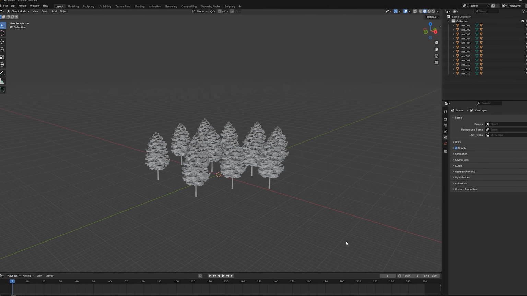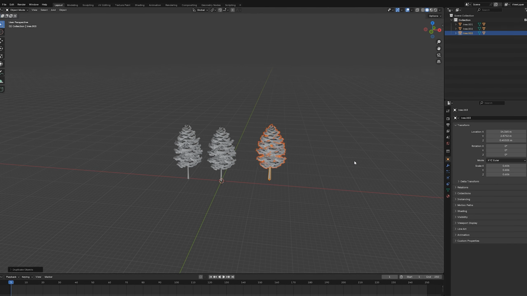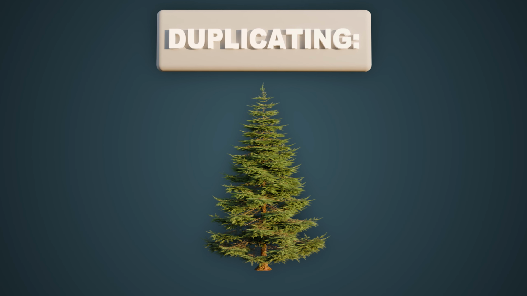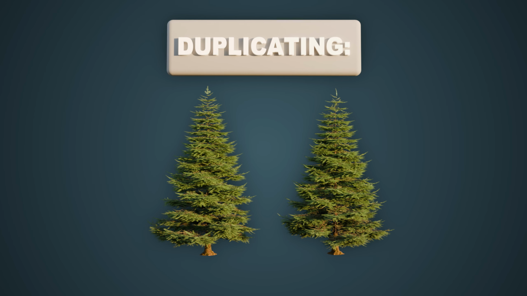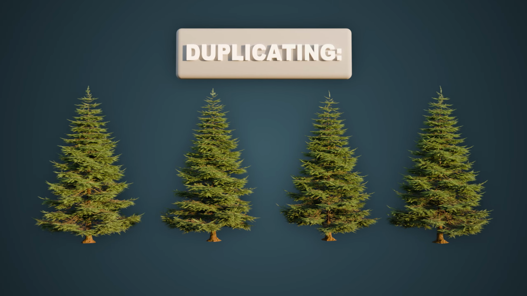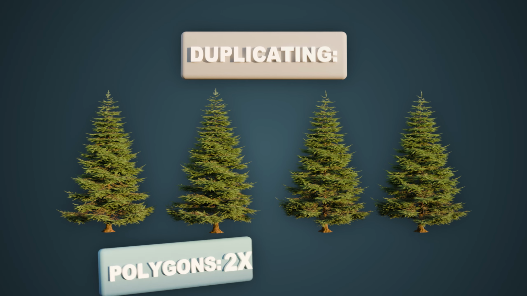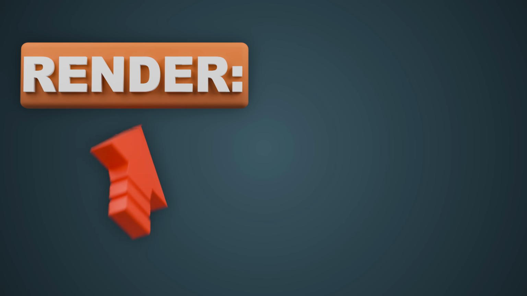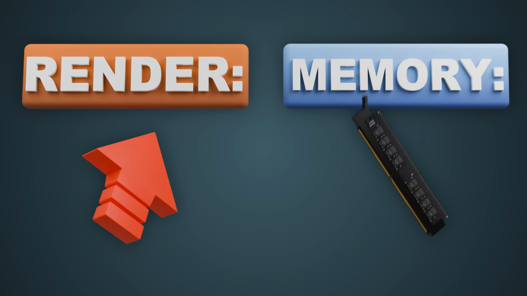Instancing. If you have a scene where you need multiple of the same object, you may have thought to just press Shift D. However, when you do this, you create a full separate copy, and with each duplicate, you're increasing the polygons and the amount that Blender has to read when it's rendering. This massively increases not only your render times, but also your memory usage.